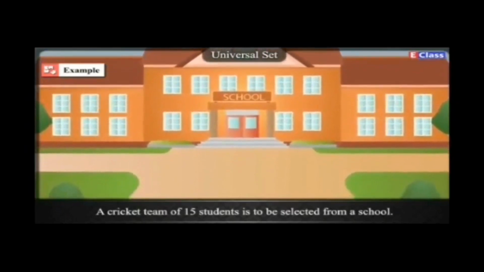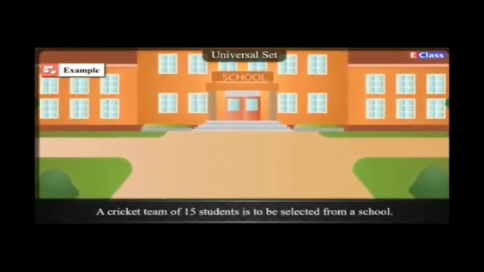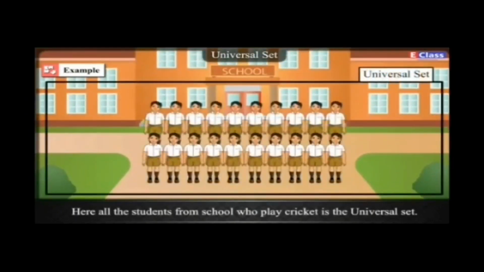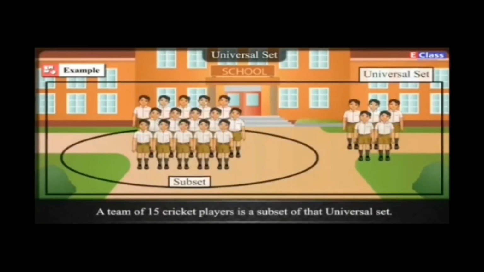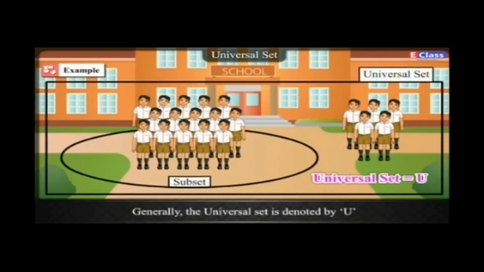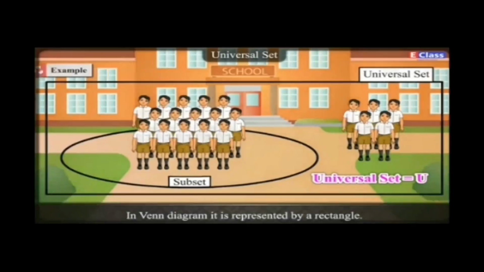Let's take one more example. A cricket team of 15 students is to be selected for a match. Here all the students from the school who play cricket form the universal set. A team of 15 cricket players is a subset of that universal set. Generally, the universal set is denoted by capital U. In a Venn diagram, it is represented by a rectangle.